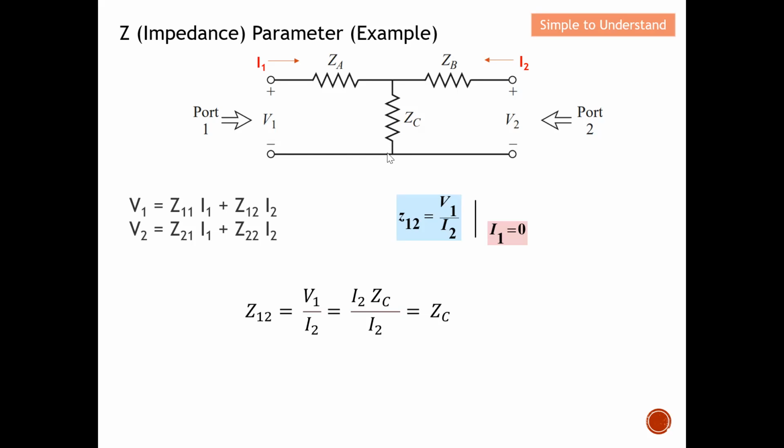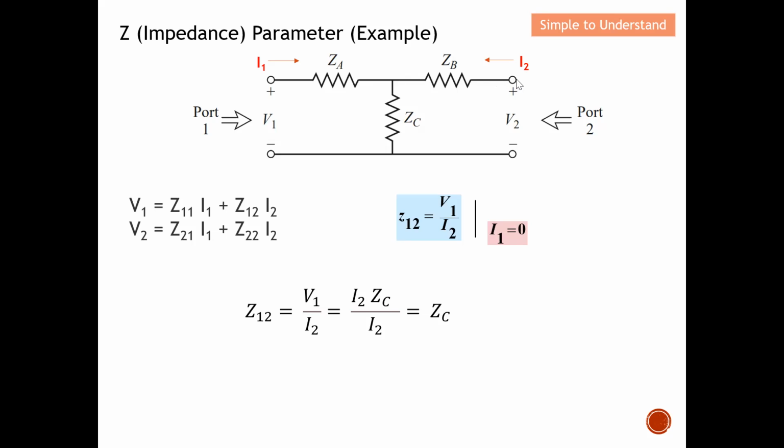So how do I find my V1? Since there is nothing flowing over here, I only have current flowing over here, which is the current I2. So my V1 is equal to I2 ZC. Do you agree? Therefore, I find my Z12 is equal to ZC, because this I2 I cancel away. Remember this V1 here, there's nothing dropping because this is zero current.